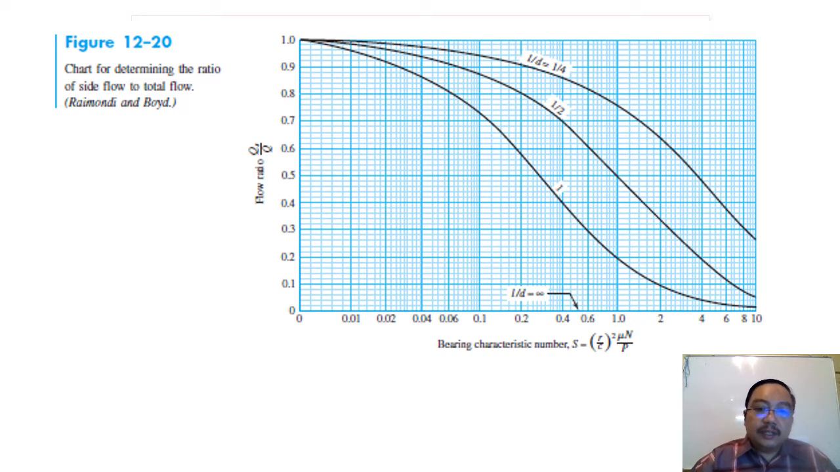So the same goes for here also. You already know the Sommerfeld number. Extrapolate 0.135 up to L over D equal to 1, and then go like that. You will get the value, and you already know Q from the previous calculation, from the previous graph, and then you will now know the Qs value.